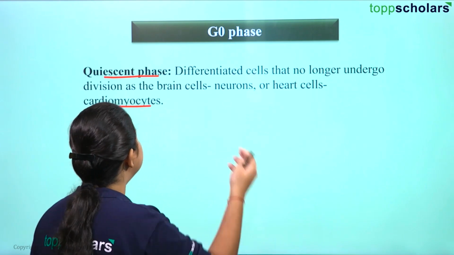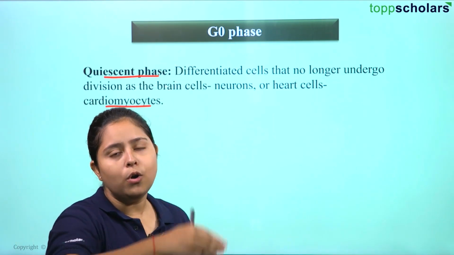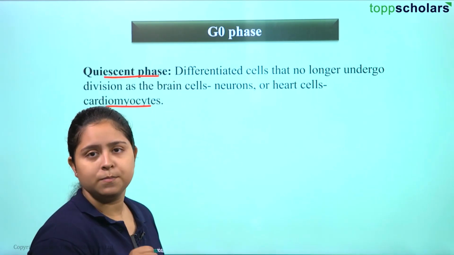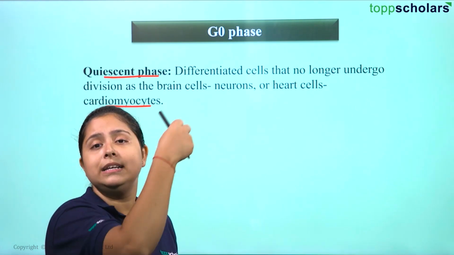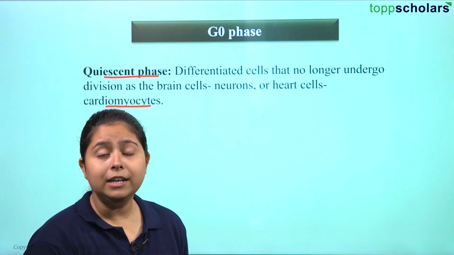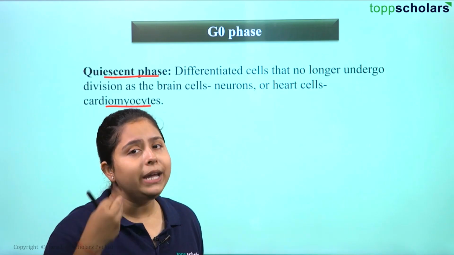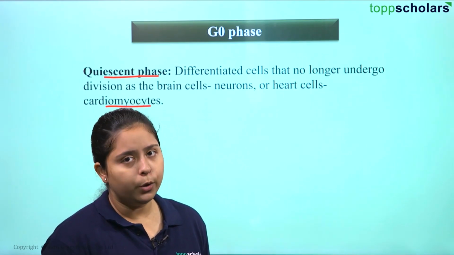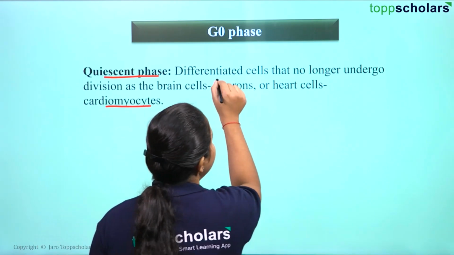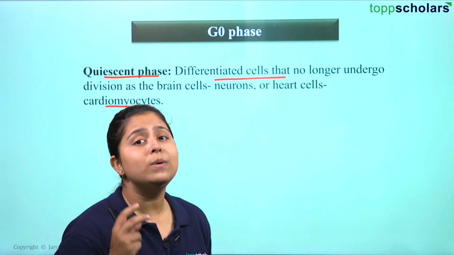Henceforth, they are present in G0 or quiescent phase, which is different from the other cell cycle phases. The cells present here will not usually undergo the cell cycle. But if there is some stimulus or condition, they might re-enter the cell cycle. They can, but usually cell division does not occur for these differentiated cells. So this was all about the G0 or quiescent phase.